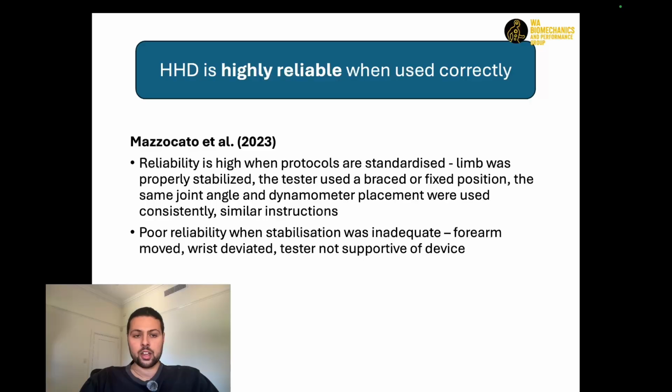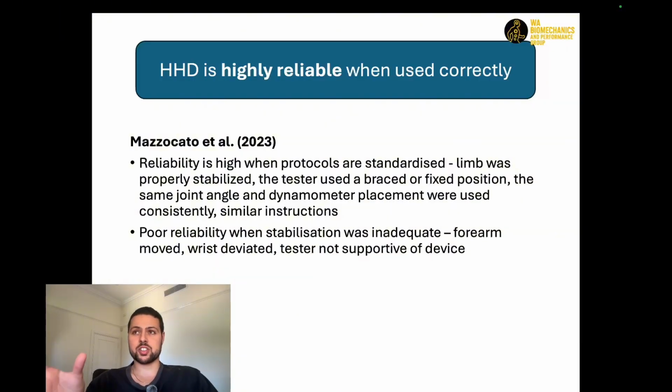And similar findings in this Mazzucato et al. study in 2023. They actually just measured dynamometry of the wrist, but they again found that reliability is much higher when protocols are standardized, the limb was properly stabilized, the tester used a braced or fixed position, the same joint angle, the dynamometer was placed consistently, and you gave the person similar instructions. So it's all about standardizing and having a nice fixed position when we use handheld dynamometry. But again, if you don't do all that properly, you just get really poor reliability. So the test means nothing.